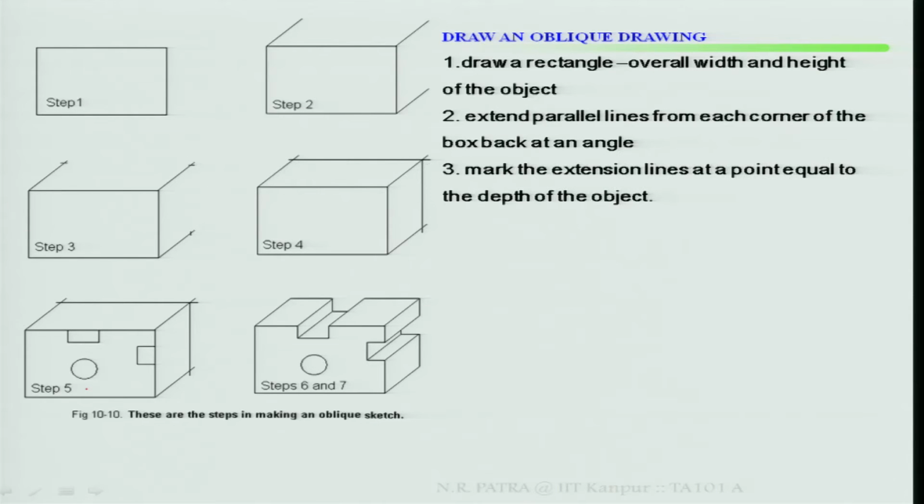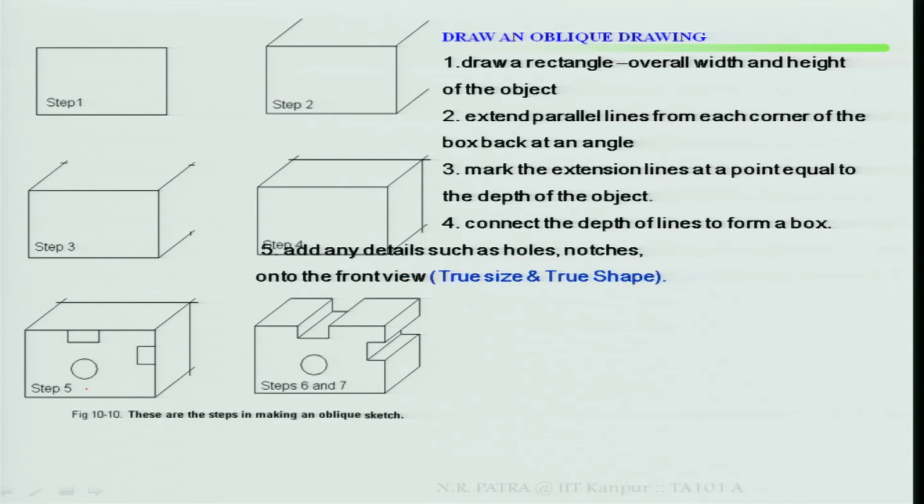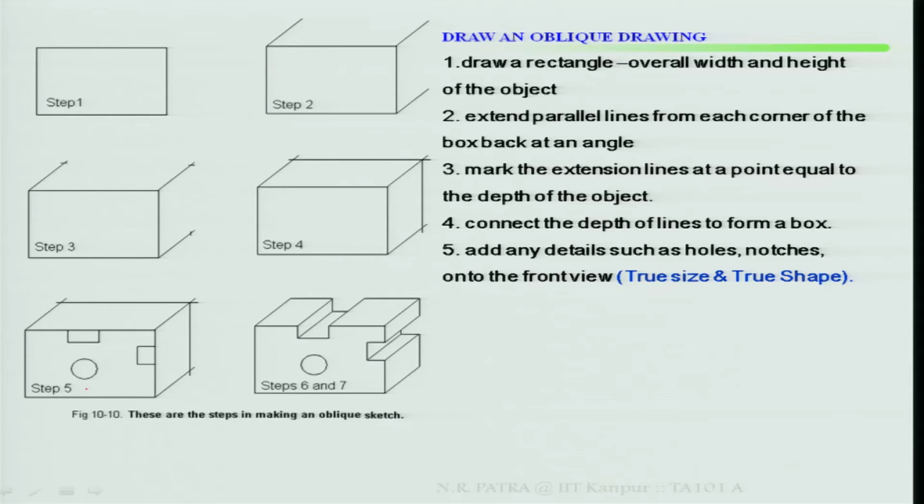Step 2: extend parallel lines from each corner of the back box at an angle. Step 3: mark extension lines at a point equal to the depth of the object. Connect the depth lines to form the box, step 4. Step 5: add any details such as holes and notches in the front view.